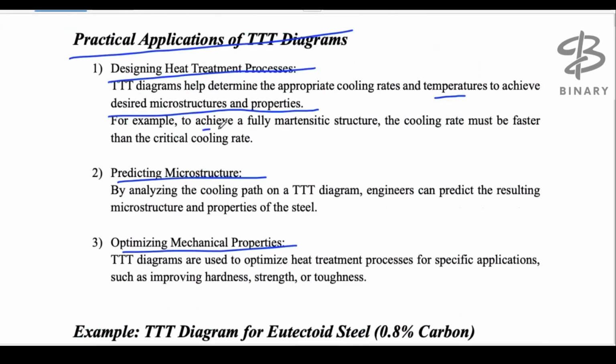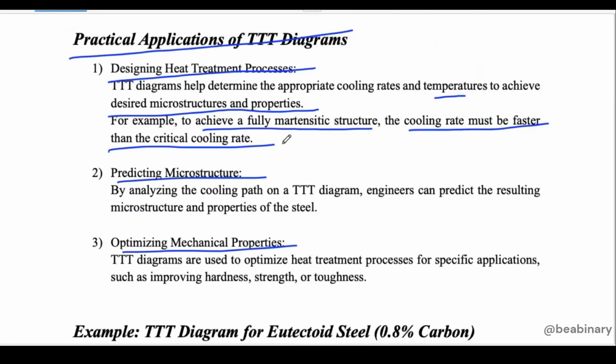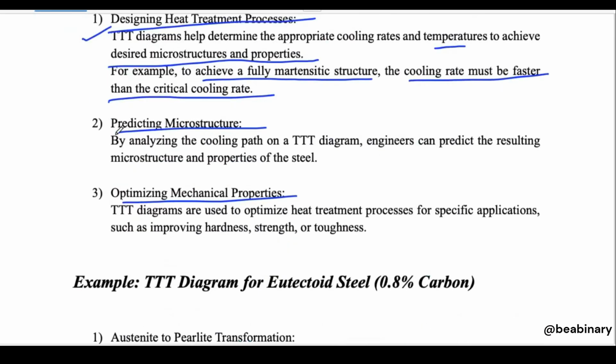For example, to achieve the fully martensitic structure, the cooling rate must be faster than the critical cooling rate. So what do we do? We do the quenching process. For example, here we could have a quenching.